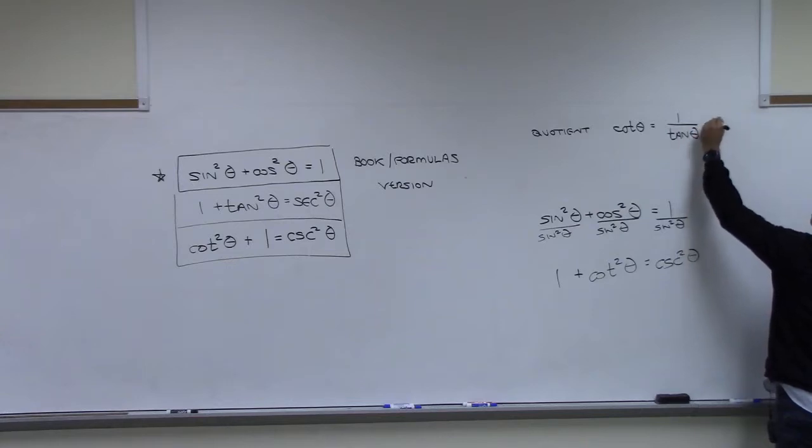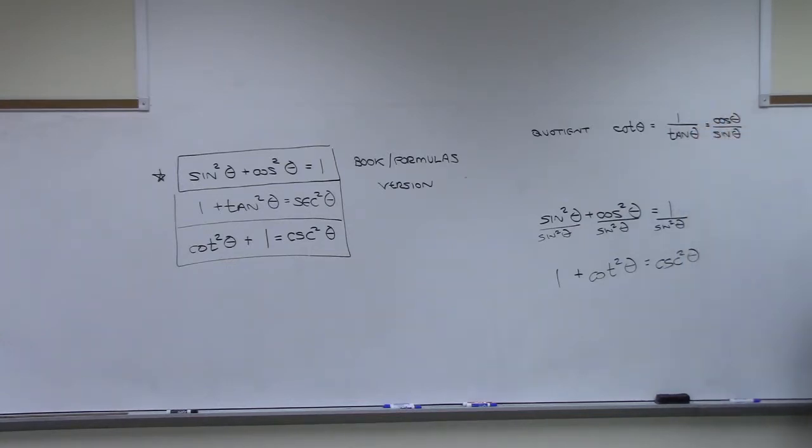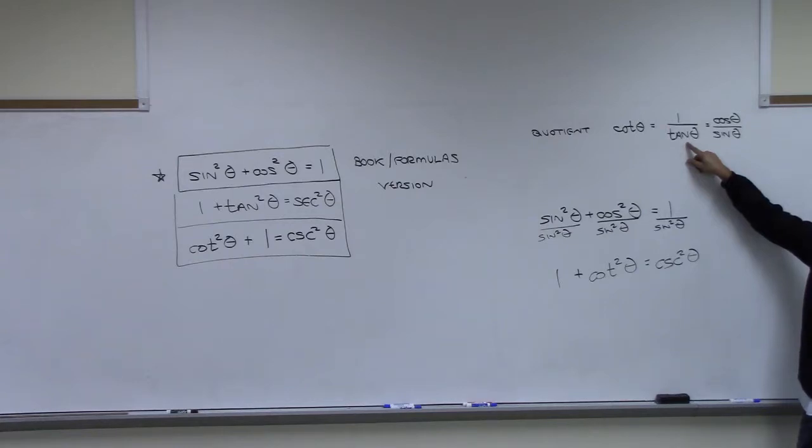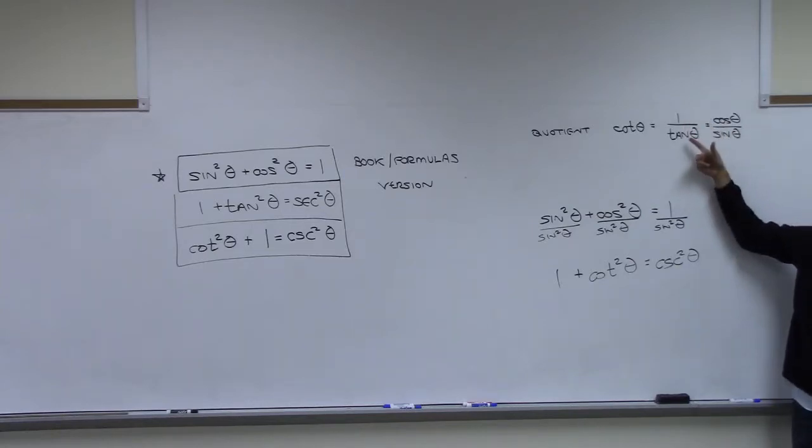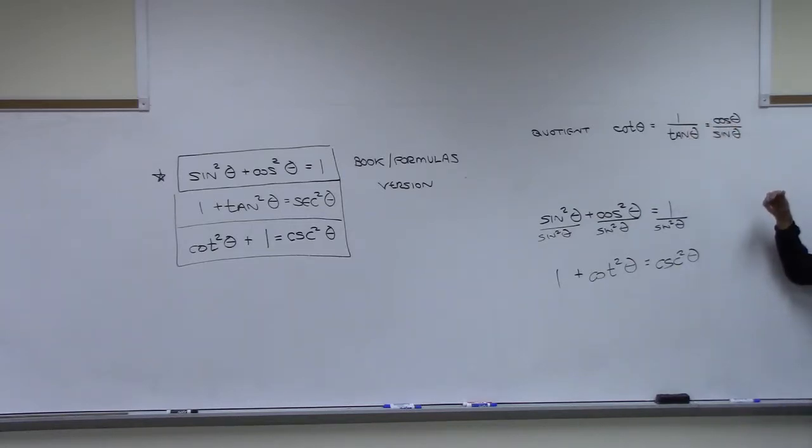Let's add something to this. Cosine theta over sine theta. I'm sorry, I left that part out. Because what is tangent? That you have to know from last class. Tangent is sine over cosine. And when you do 1 over that, it flips it and becomes cosine over sine.